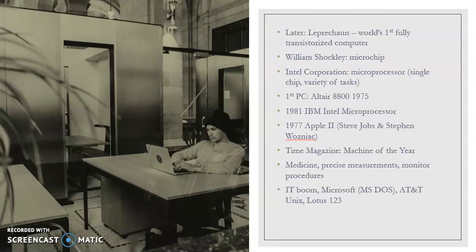The first PC was the Altair 8800, which briefly appeared on the scene in 1975. Two years later, the Apple II was unveiled. According to Time magazine, this was the machine that made the revolution, and was the offspring of Steve Jobs and Stephen Wozniak.